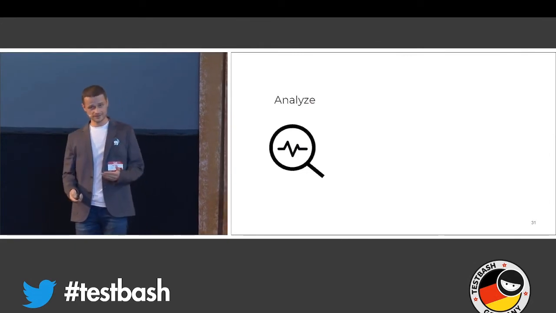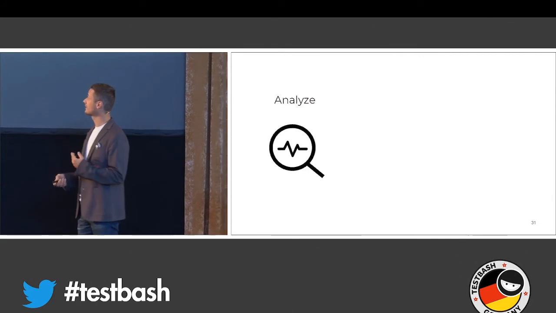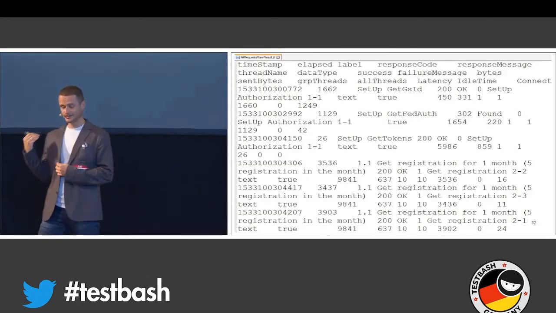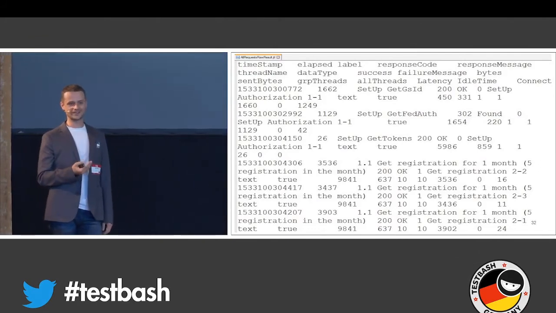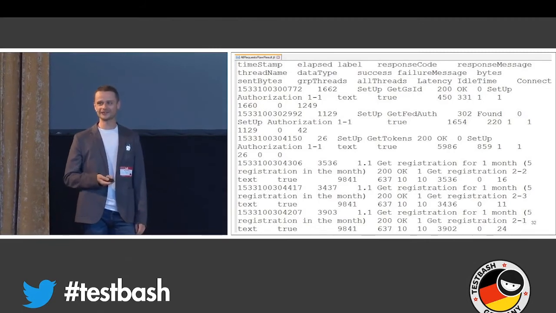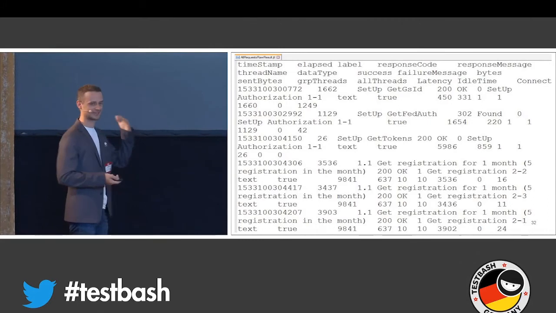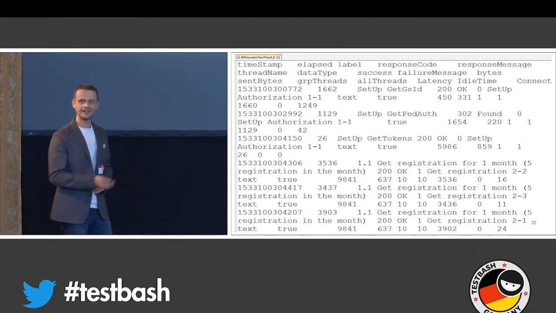And obviously this activity consists of 3 main parts. It's analyze results. This is one example of what results you can get from JMeter from the beginning, and it's quite hard to understand what is there. By default you get just plain text.